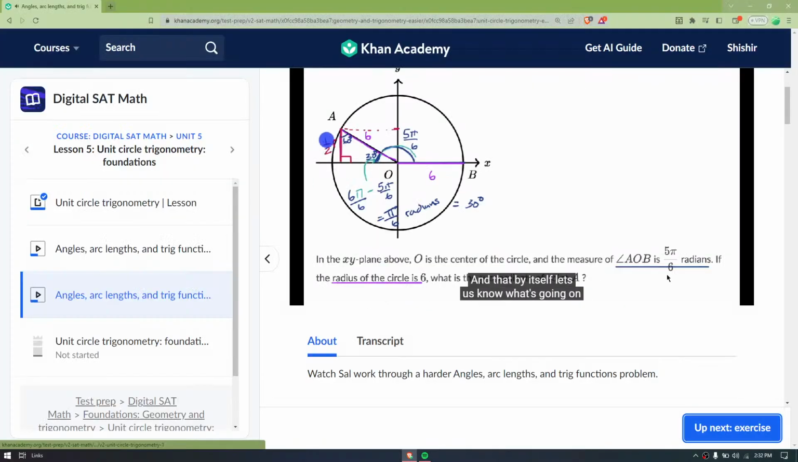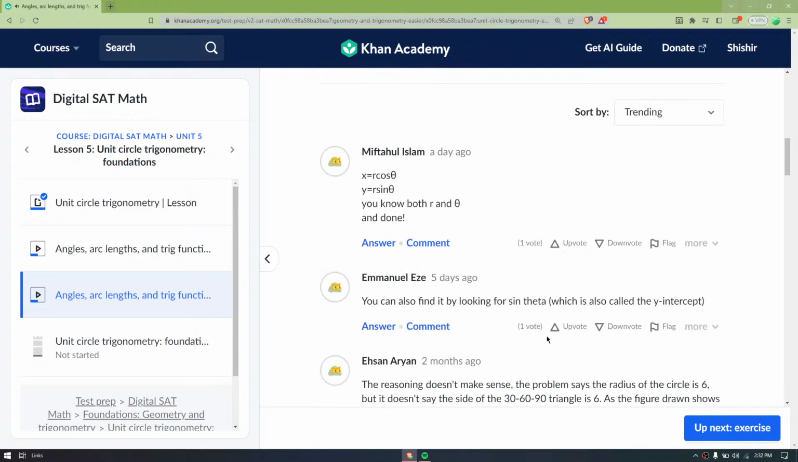That by itself lets us know what's going on, because this is 1/2 the radius. That's what we need to figure out. The radius is 6, so 1/2 times 6 is equal to 3. And we're done. That is the y coordinate over here. It is 3.